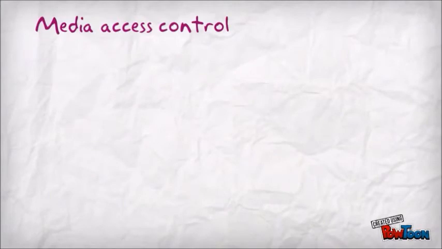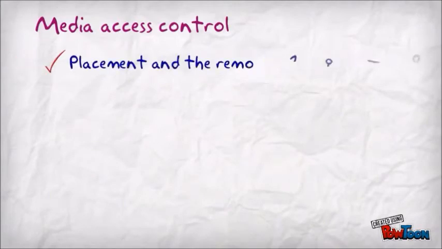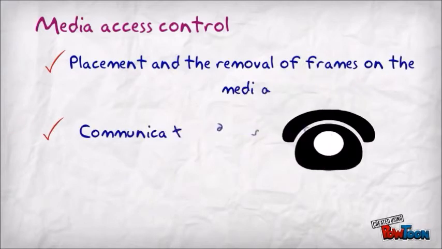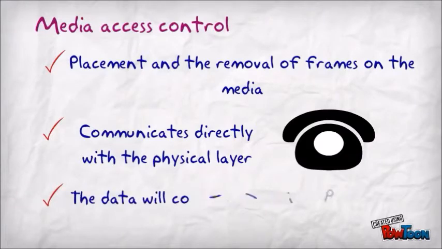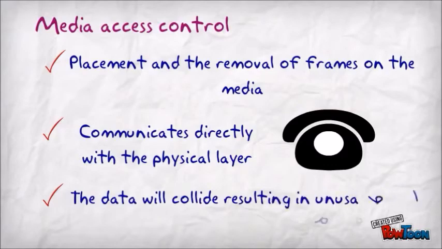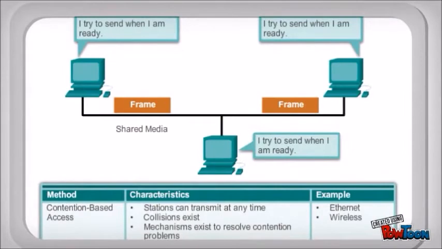Media access control is responsible for the placement and removal of frames on the media. This layer also communicates directly with the physical layer. If multiple devices on a single medium attempt to forward data simultaneously, the data will collide, resulting in corrupted or unusable data. Ethernet provides a method for controlling how the nodes share access through the use of Carrier Sense Multiple Access (CSMA) technology.